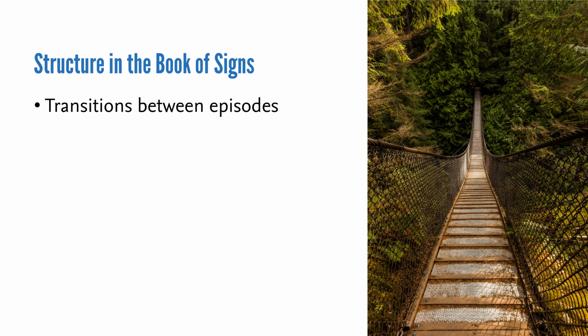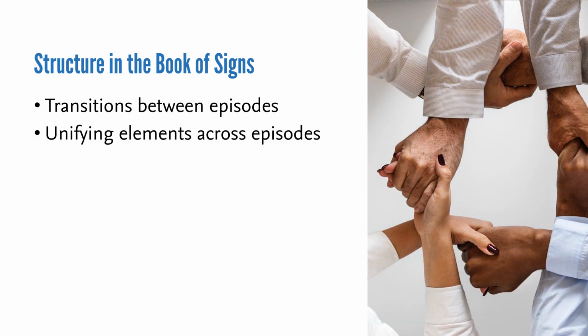Still, most would agree that John's Book of Signs is more than just a flat sequence of individual episodes. Between the level of individual episodes and the level of the whole Book of Signs, there's a middle level of structure. Unifying elements tie together smaller sets of episodes. What are these unifying elements? What holds together these subsets of episodes?